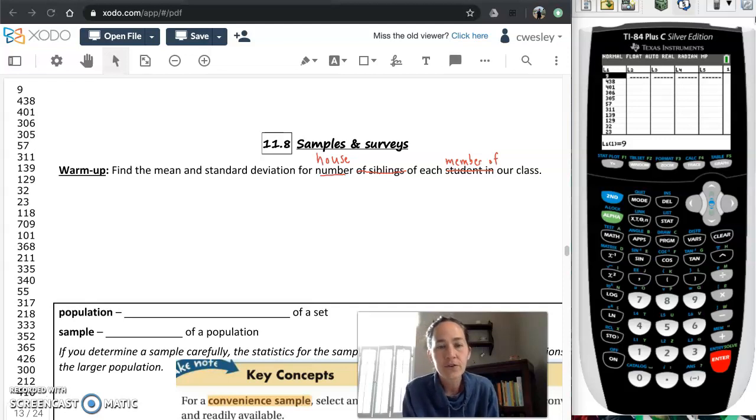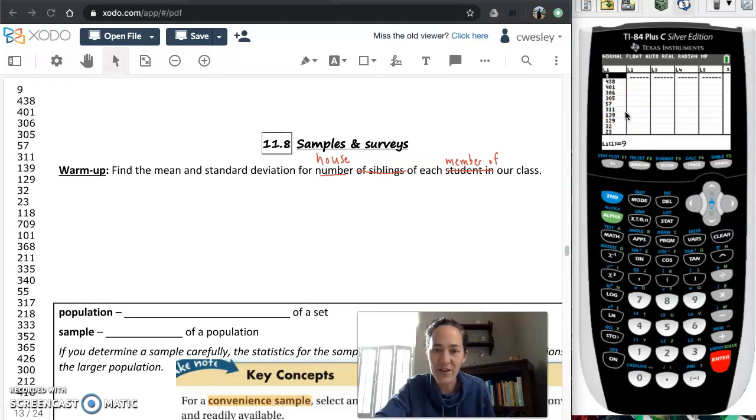You'll notice at the top of this page, I changed the warm-up a slight bit. Because I didn't have the numbers for your siblings yet, I changed the directions to: we're going to find standard deviation and mean for our house numbers for each member of our class. There's 28 numbers here, from the 9 is the first one to the 410 at the bottom. I included myself on the list as well, so there's 28 of us total. And in a second, we're going to pause the video so you can get those numbers into L1 and try this along with me.